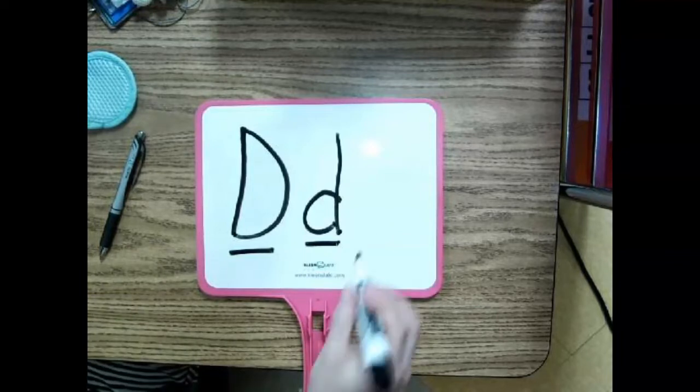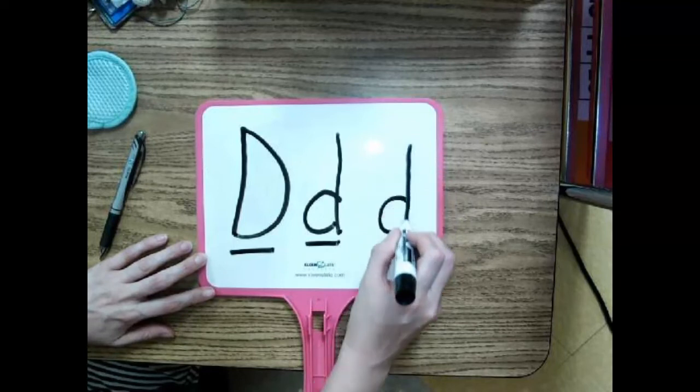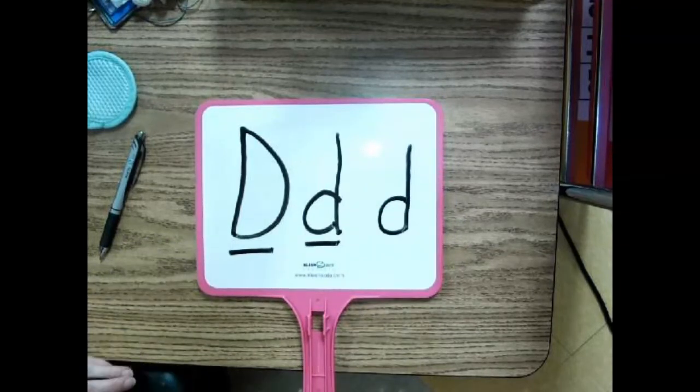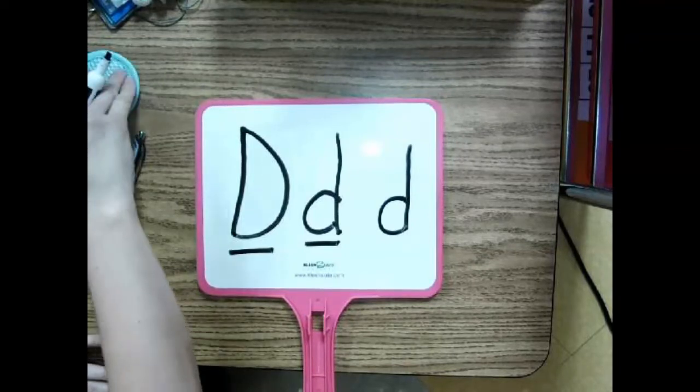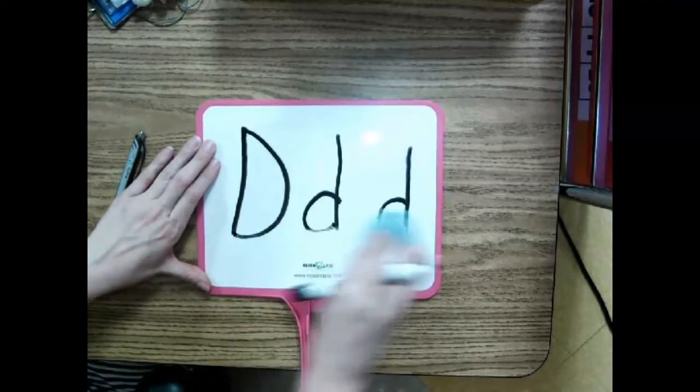Make sure you're starting with a C, then the tall line down, to make sure that the curvy part of your D is turned the right way. Let's try another one. If you're using a whiteboard and a marker, go ahead and erase.